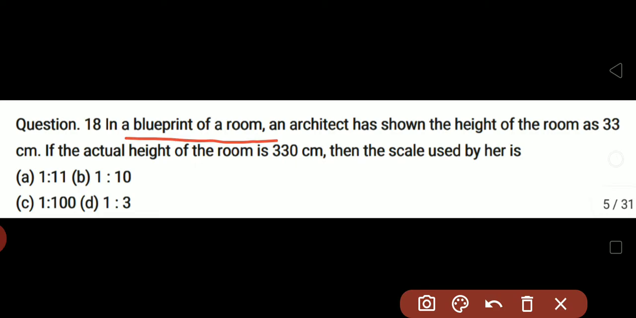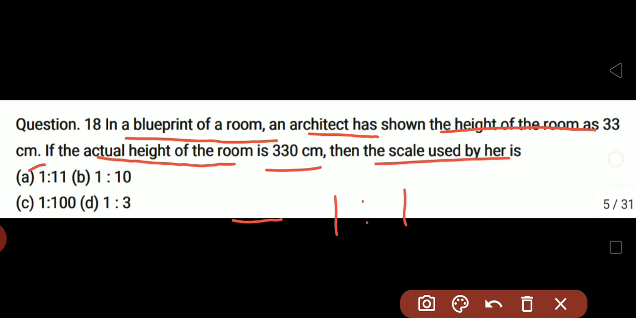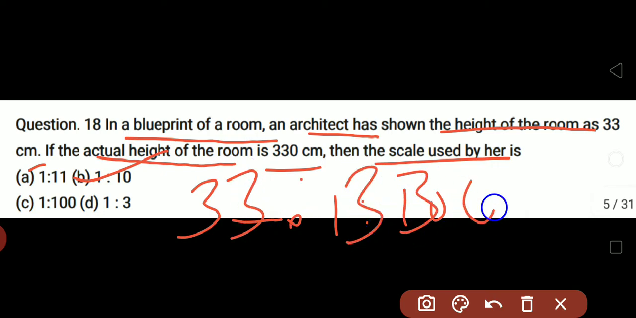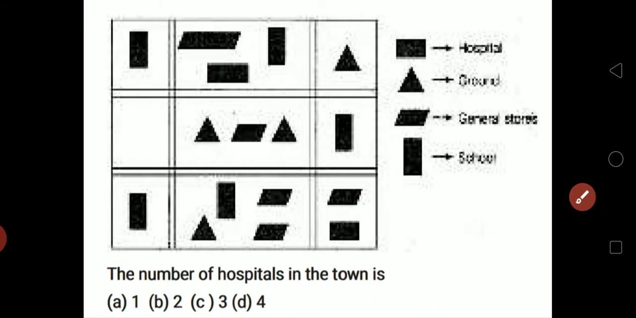In a blueprint of the room, an architect has shown the height of the room as 33 centimeter. If the actual height of the room is 330 centimeter, the scale used for this is 1:10. You can easily find this. You can find the ratio of 33 and 330, right? This is 1:10. Easily you can find. Come to the next one.